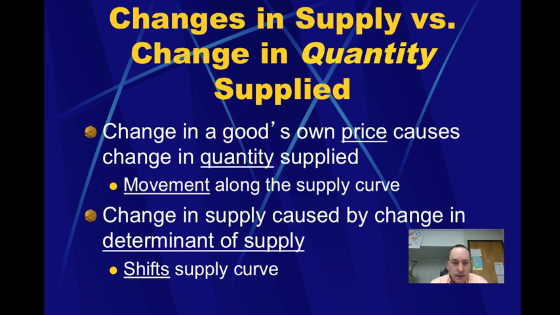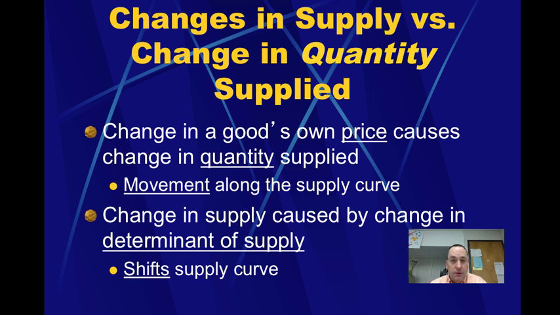A change in a good's own price causes a change in quantity supplied, a movement along the supply curve, just like I said. And a change in supply, because of a determinant of supply, shifts the supply curve. Just like with demand, supply shifts to the right for an increase and left for a decrease.